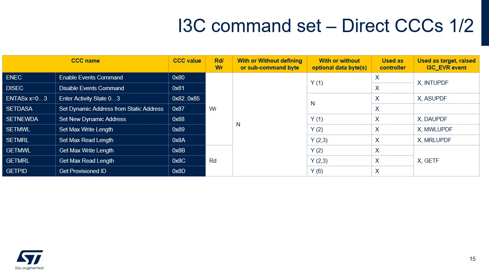The SetNewDA allows the I3C controller to assign a new dynamic address to one I3C target or secondary controller. The GetMWL and GetMRL CCCs allow the I3C controller to get the maximum data write and respectively maximum read length in bytes for one target device. The GetPID CCC is a GET request for one I3C target device to return its 48-bit provisioned ID to the controller. This unique ID is used by the dynamic address assignment procedure.